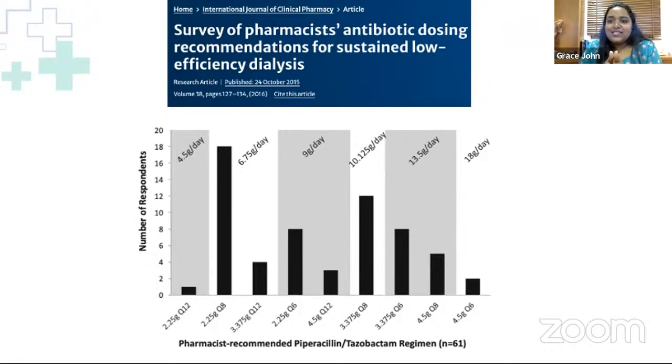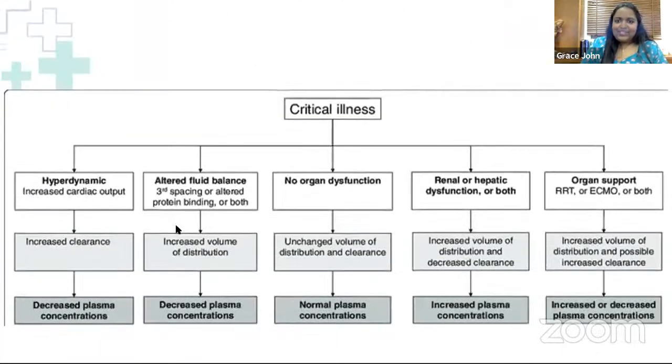So you can see that there is a wide variation among pharmacists, among working clinicians, healthcare professionals as to how to dose these drugs. So this dilemma is there, and that's why we need to understand the pharmacokinetics to make sure that whatever we are giving, we are not underdosing our patients and are also not intoxicating our patients with so much of drug.